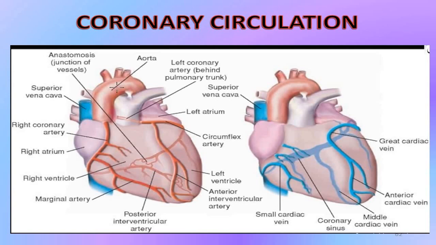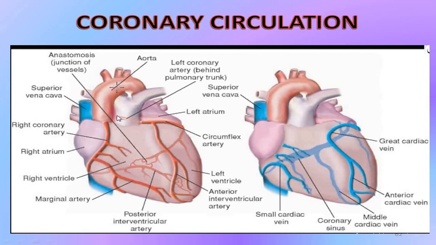Now the third one is coronary circulation. Coronary circulation is the blood circulation through coronary arteries and then veins to the cells and tissues of the heart. The heart is made up of myocardial cells and connective tissues as well. So these cells and tissues also require oxygen and nutrients. This oxygen and nutrient is supplied by a circuit called the coronary circuit, and the circulation is called coronary circulation.